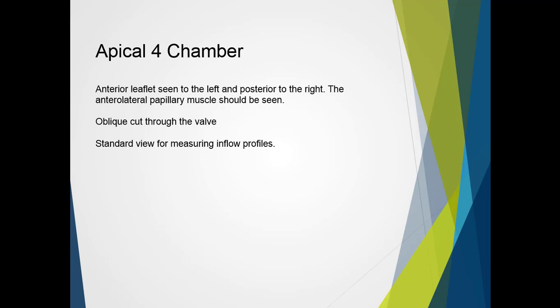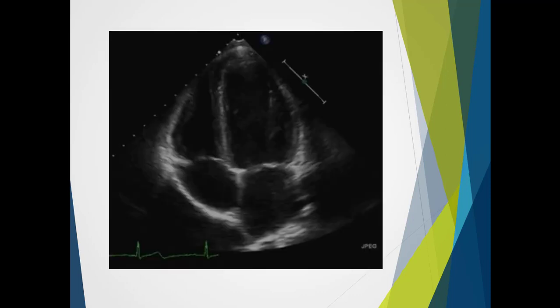And this is a standard view for measuring inflow profiles, pulse wave for diastolic function, and stroke volume measurements, and continuous wave for forward flow intensity and stenosis evaluation. And here we have a typical apical 4-chamber view.